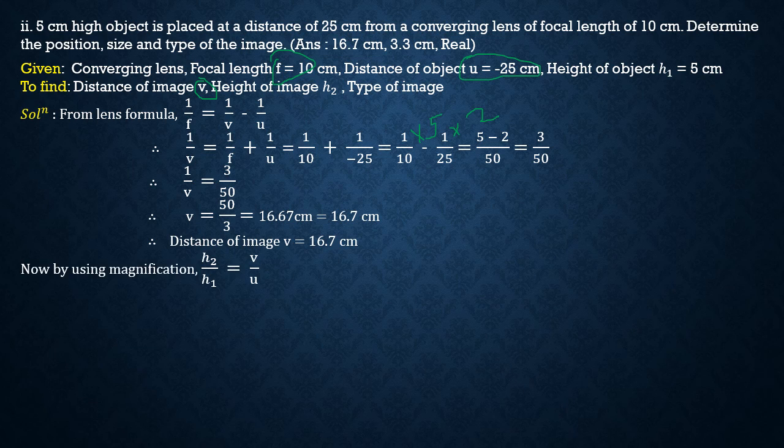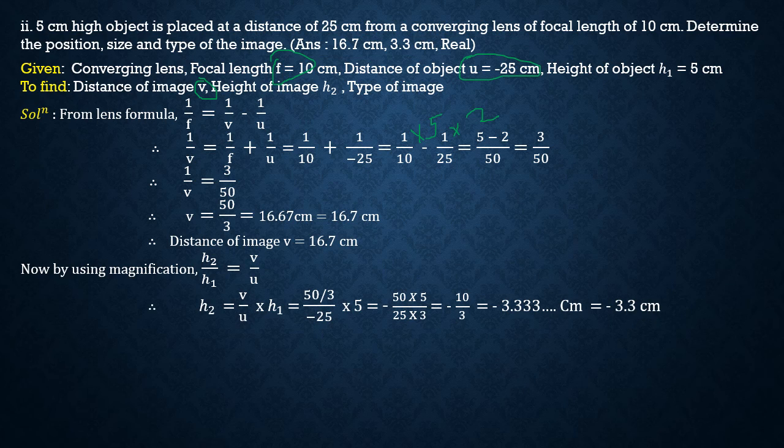Next we have to find the height of the image, and for that you are going to make use of a formula, magnification. So now by using a magnification formula, you know that h2 upon h1 is equals to v upon u. Correct? So now again here we have to find the h2. So again you are going to rearrange the formula. So h2 will be as it is, this h1 is divided here, when goes here multiplied. So v upon u into h1, which is equals to v.